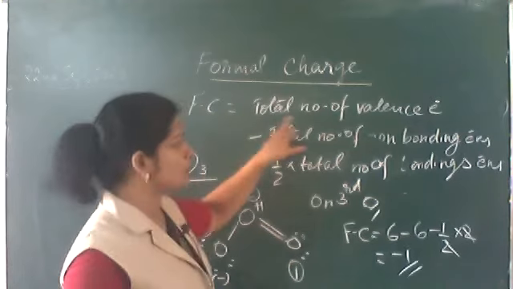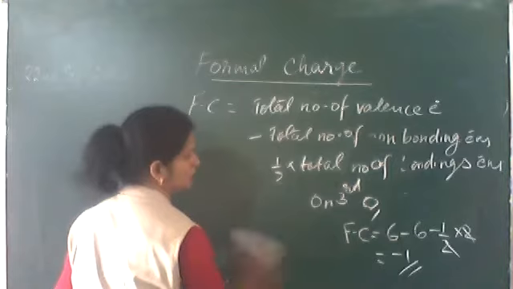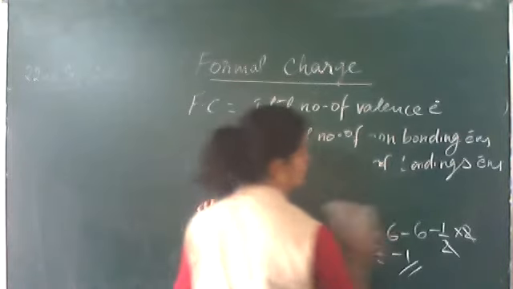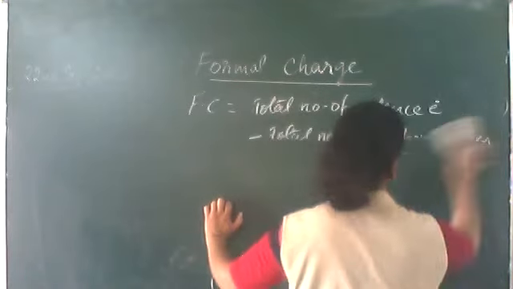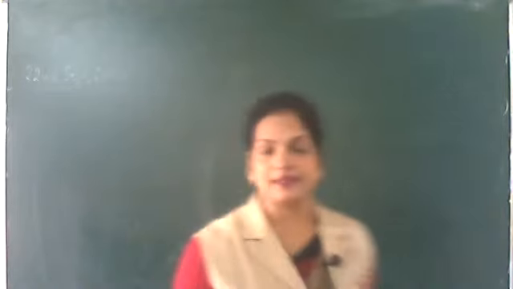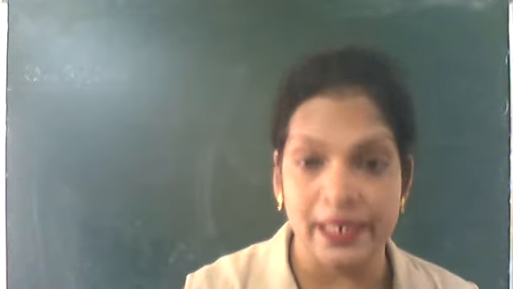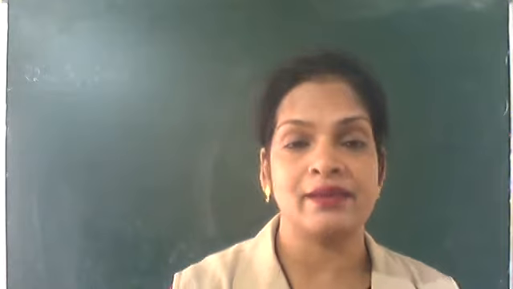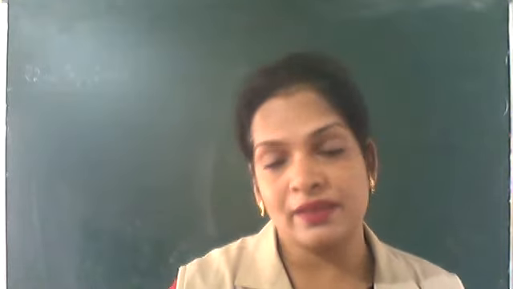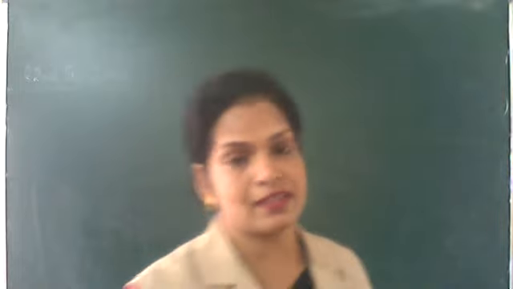The formula is what? Total number of valence electrons minus total number of non-bonding electrons minus half into total number of bonding electrons. Every element is trying to get 8 electrons in the outermost shell. In the case of helium, it is a duplet. In other cases, it is an octet. Octet means if they get 8 electrons in the outermost shell, they get stability. That is the reason why they combine with each other. They enter into chemical reactions to gain 8 electrons in the outermost shell.